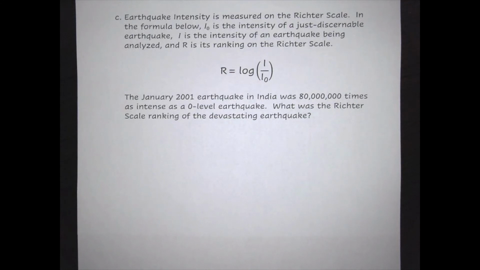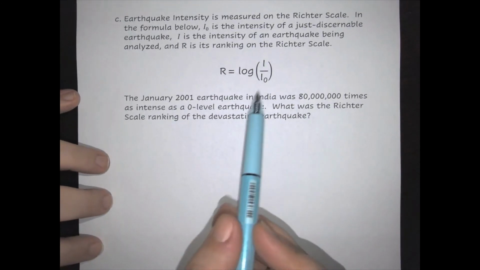In this problem, we are simply going to look at calculating the Richter scale ranking. In January 2001, there was an earthquake in India, and the seismograph measured the intensity to be 80 million times greater, or as intense as, a zero-level earthquake. A zero-level earthquake we register as essentially movement of 1. It's your initial intensity. And in order to calculate your Richter scale, you simply have to plug it in.